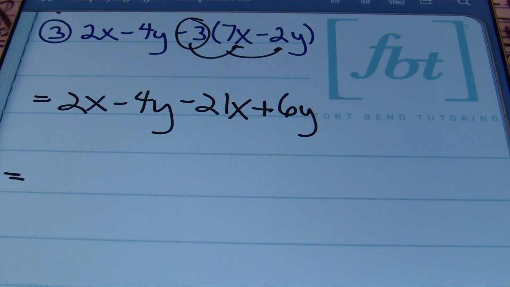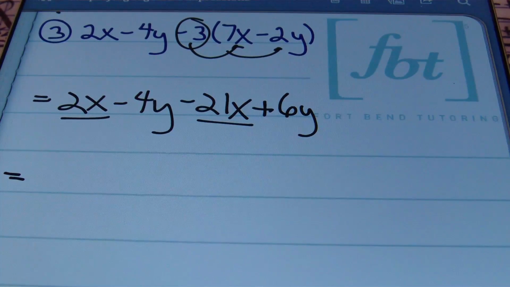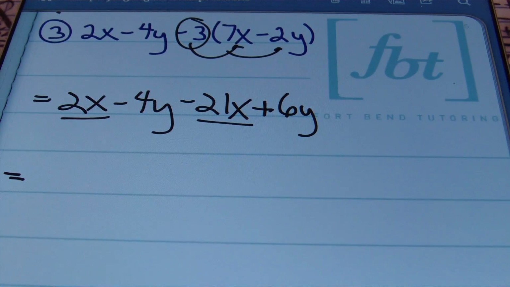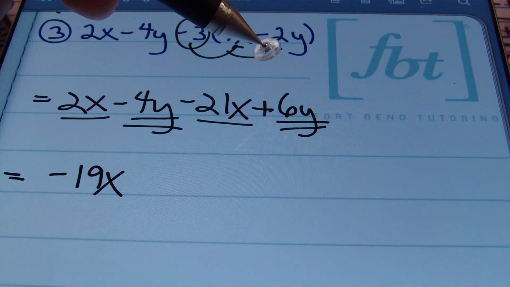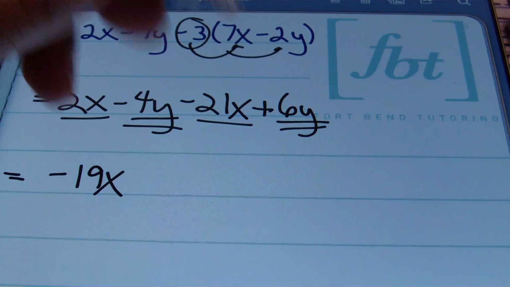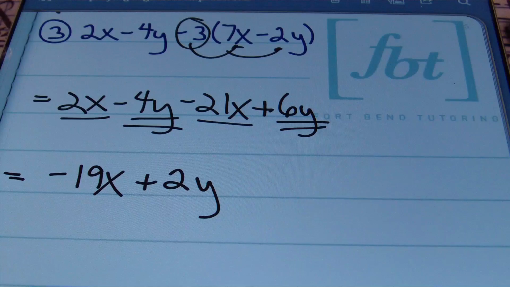It's common to write your answer in alphabetical order. So that means I'll be looking at terms with the variable x first. I have a positive 2x and a negative 21x. Combining these two terms here, you're going to keep the sign of the largest number here, that 21. So I know the result will be negative 19x when combining 2x and negative 21x. Then I get to combine the y's together. All right. So I have negative 4y as well as positive 6y. Once again, unlike sign subtracting, you keep the sign of the biggest number here. So the 6 is the largest, so I'll have a positive result, and 6 minus 4 is always 2, and remember that variable remains the same. And that's the answer for problem number 3.